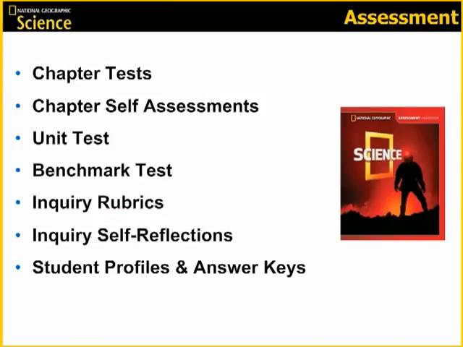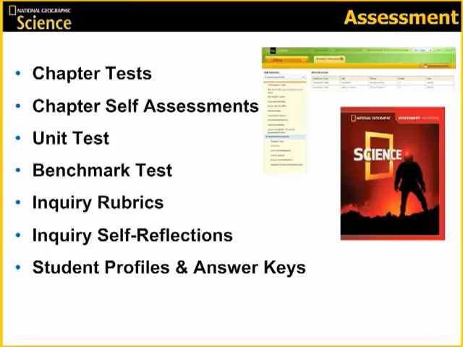Now let's take a look at the assessment tools available. The assessment handbook for each grade, 3, 4, and 5, includes chapter tests, chapter self-assessments, unit tests, and benchmark tests. These National Geographic Science assessments have been designed so that frequent, varied assessment informs instruction every step of the way. The assessment handbook also includes inquiry rubrics and inquiry self-reflections to assess students' performance on inquiry activities. All of these tools are available on MyNG Connect.